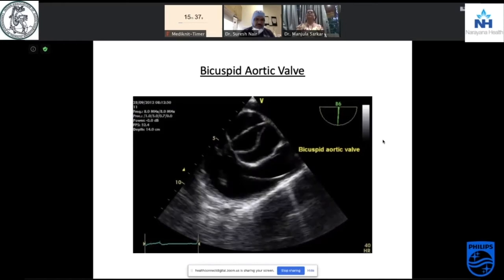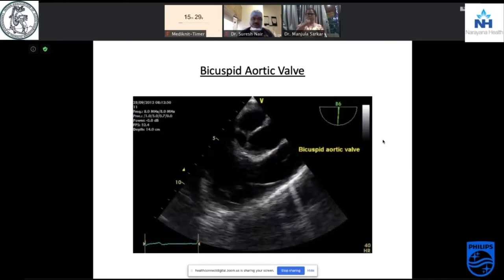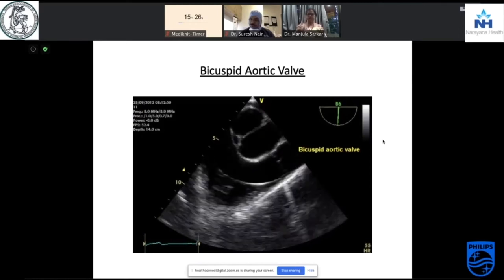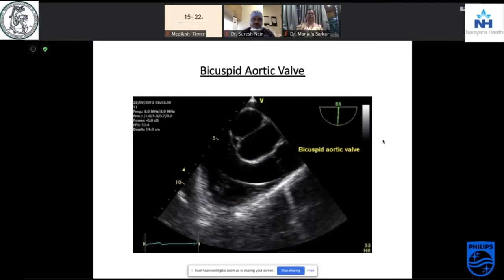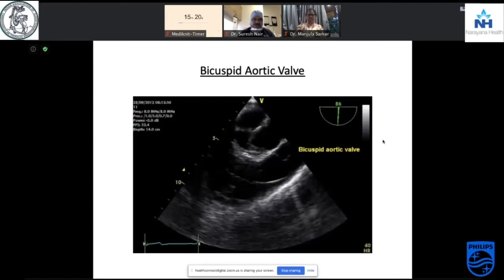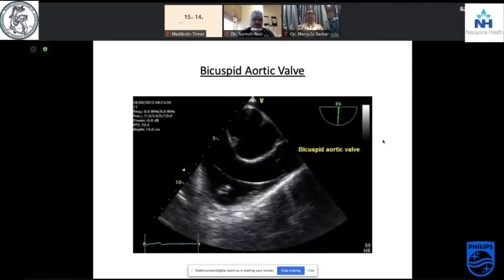Usually in bicuspid aortic valve, the valve orifice looks like this. This is a type 1 bicuspid valve where there is a union of the left and right coronary cusps, whereas the non-coronary cusp is free, and the orifice is roughly horizontally placed. In case of a type 2 bicuspid aortic valve, you will have a vertically placed orifice.